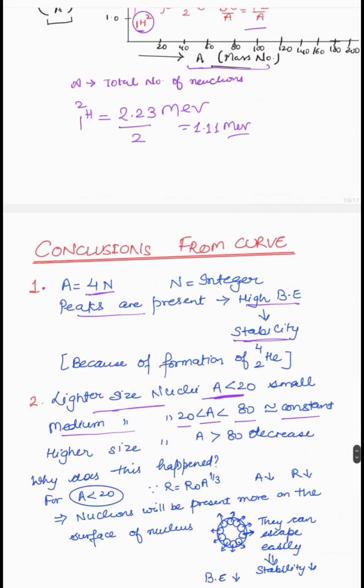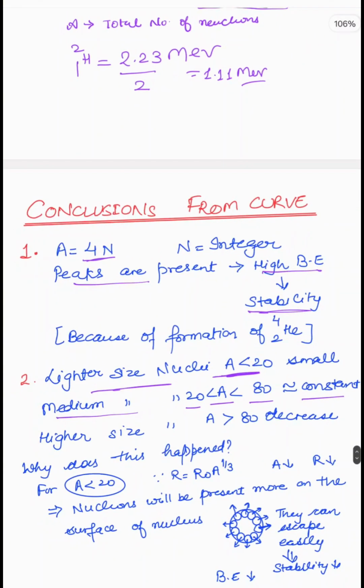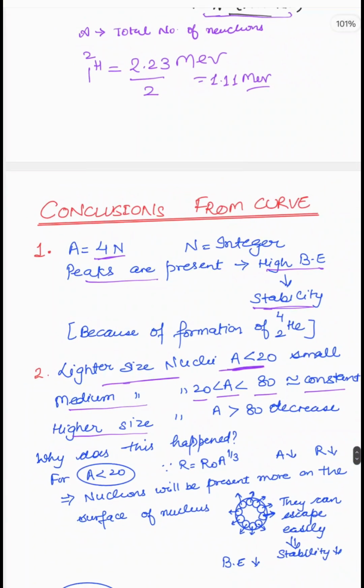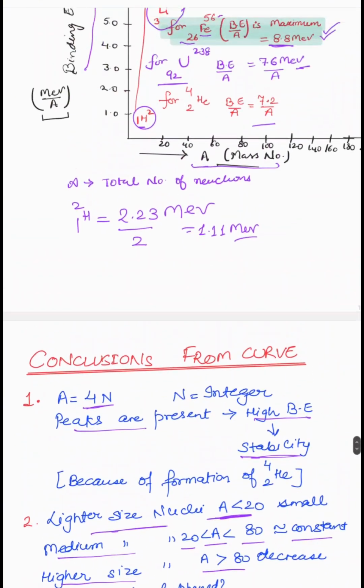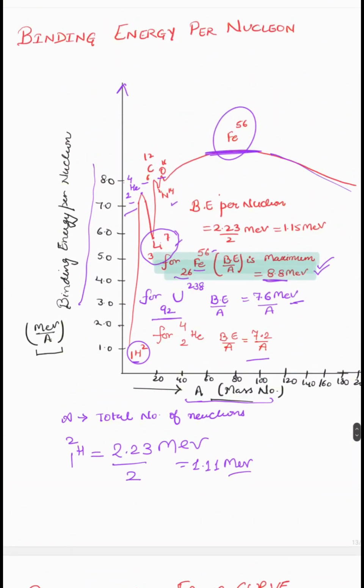And the third conclusion that we can draw is that in the higher sized nuclei, where the value of A, the number of nucleons, is greater than 80, the binding energy per nucleon starts decreasing. And from the whole picture we can see that for A less than 20 it is also decreasing, for A greater than 80 it is also decreasing, and it is approximately constant in this region from 20 to 80 nucleons.